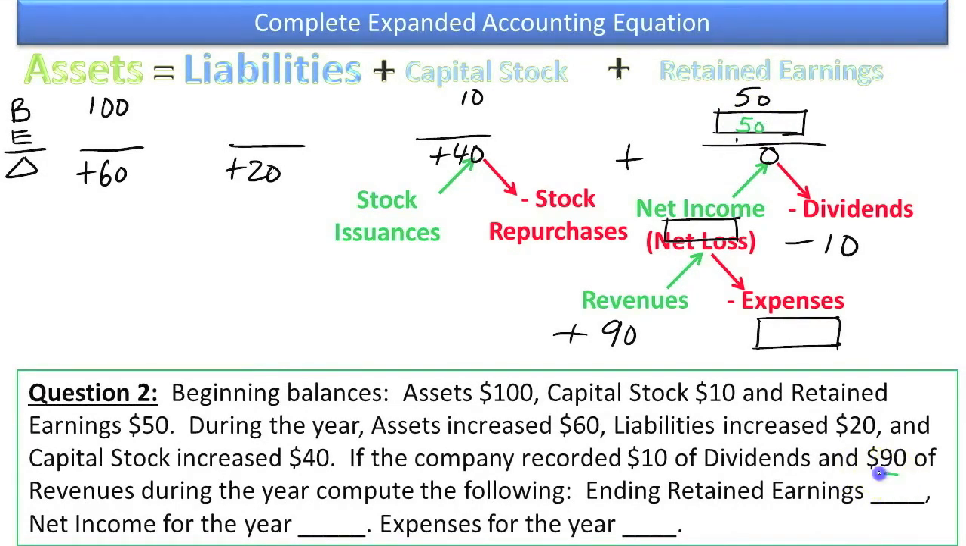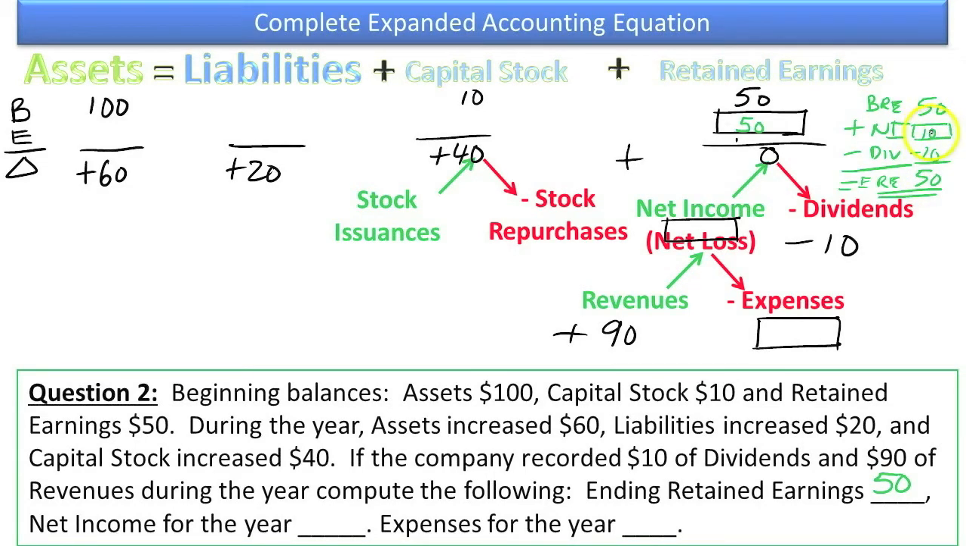Next, so we'll put that in. Net income for the year. If retained earnings didn't change, and the basic formula for retained earnings is your beginning retained earnings plus your net income minus your dividends equals your ending retained earnings. Beginning retained earnings are 50. Net income, we don't know yet, but we do know our dividends are 10, and we do know that we ended with 50. If you just solve for the unknown, as we've shown all along, 50 plus something minus 10 equals 50. Net income has to be 10.